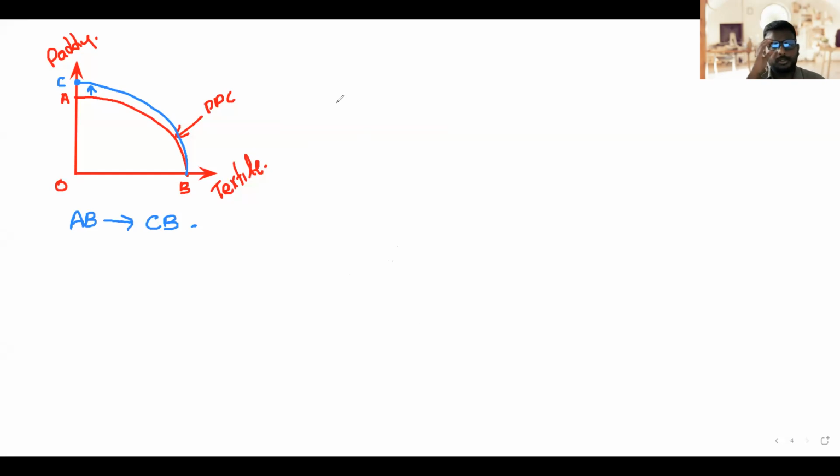Is that clear? So you have to draw it, and it is better to give a small description saying the PPC curve will shift only on the paddy side and this AB PPC will become CB PPC. And make sure you give a name for that PPC. Let's call it PPC2. Is that clear?